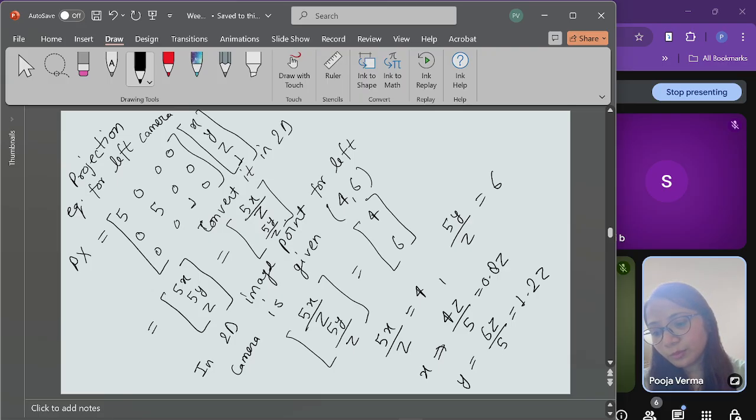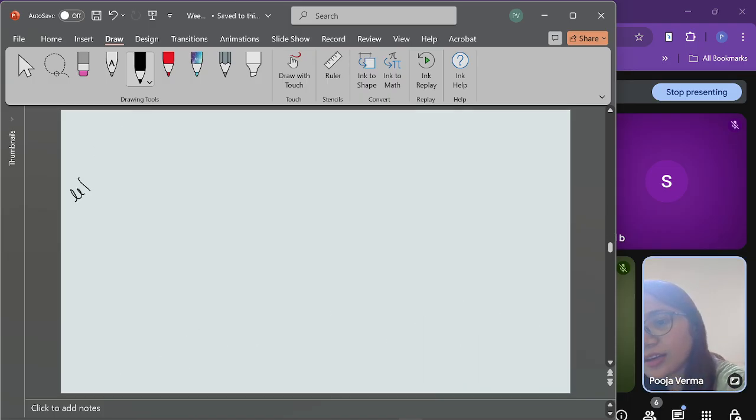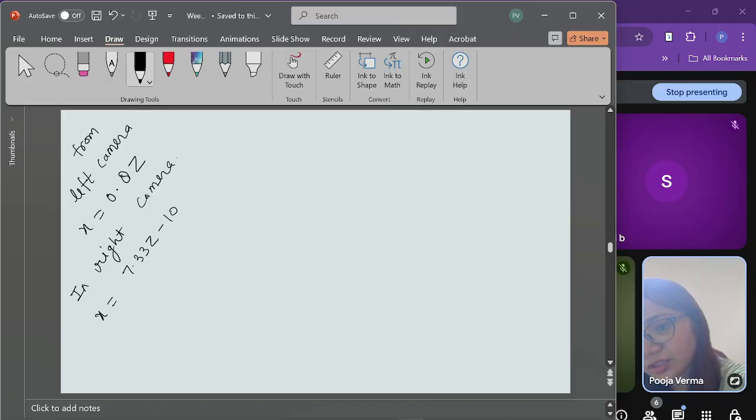Okay, you can move on. From the left camera, the x value we have calculated is 0.8z, right? And in the right camera, the x value we have calculated is x equal to 7.33z minus 10 divided by 5, right? Just equate both x values for the left and right camera. Equate both the equations.